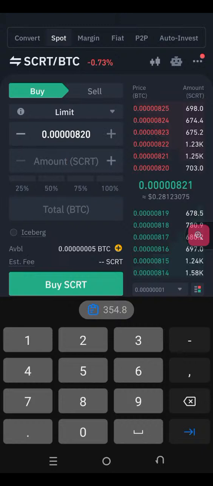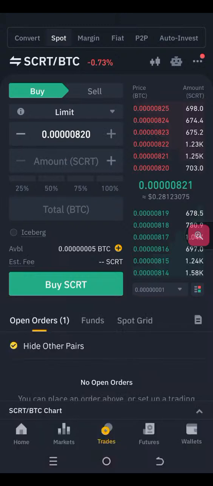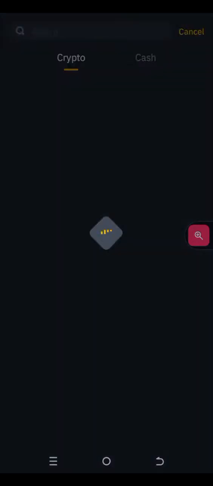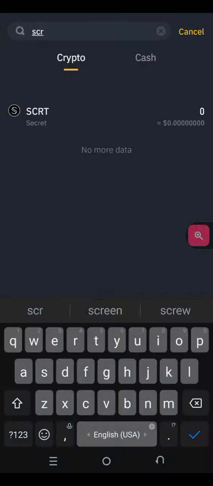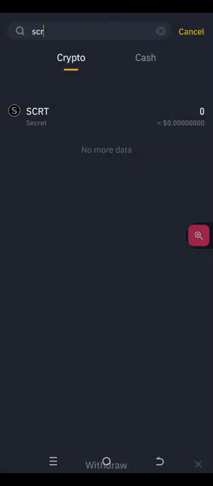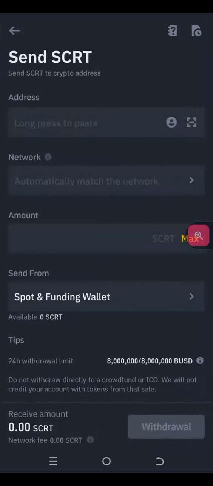It's gone up now, but no problem. Let's see how it goes. Let's go and check the withdrawal, okay? Because the withdrawal is very important, okay? We'll click on withdraw. Let's search for SCRT. Click on send by crypto network. And we want to check, what is the network?